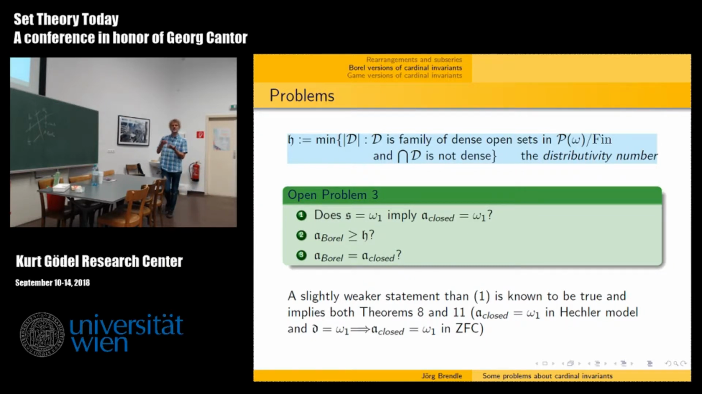Both of these proofs follow from the same combinatorics. There's one basic combinatorics which can prove both, and it says something a little bit stronger than s = omega 1 implies a_closed = omega 1. This is still true in the Hechler model, so we get this. This is still a statement which is weaker than d = Aleph 1. Another question would be: is a_Borel bigger or equal than h? That would be natural given Matthias's theorem, but we don't know.